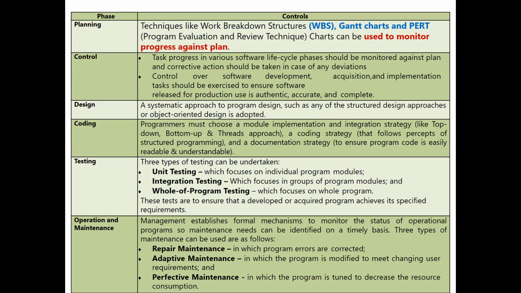Similarly, maintenance. There is a possibility that testing and operation maintenance can be asked separately. In operation maintenance, you have repair maintenance. What is repair maintenance? Program errors are corrected. Then adaptive maintenance. What is adaptive maintenance? Modified to meet changing user requirements. Perfective maintenance. What is perfective maintenance? It is tuned to decrease the resource consumption.